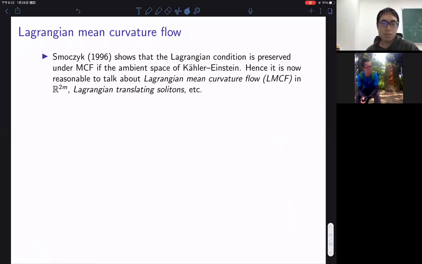Okay, so this is true. Smoczyk actually shows that the Lagrangian condition is preserved by the mean curvature flow if the ambient space is Kähler-Einstein. And therefore, it is reasonable to talk about Lagrangian mean curvature flow, not only in R^2m, just in any Kähler-Einstein manifold, or Lagrangian translating solitons. So now this is in R^2m.